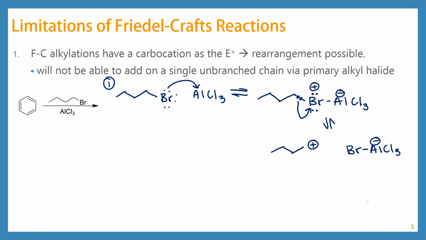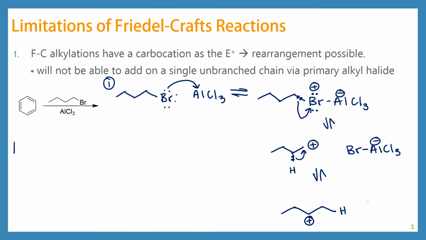However, our primary alkyl halide yields a primary carbocation. And hopefully we recall from previous chapters that a primary carbocation is actually pretty difficult to form because it's not very stable. So what happens next is a hydride shift in order to create a more stable carbocation. It is this secondary carbocation that we've created that's going to be our electrophile.